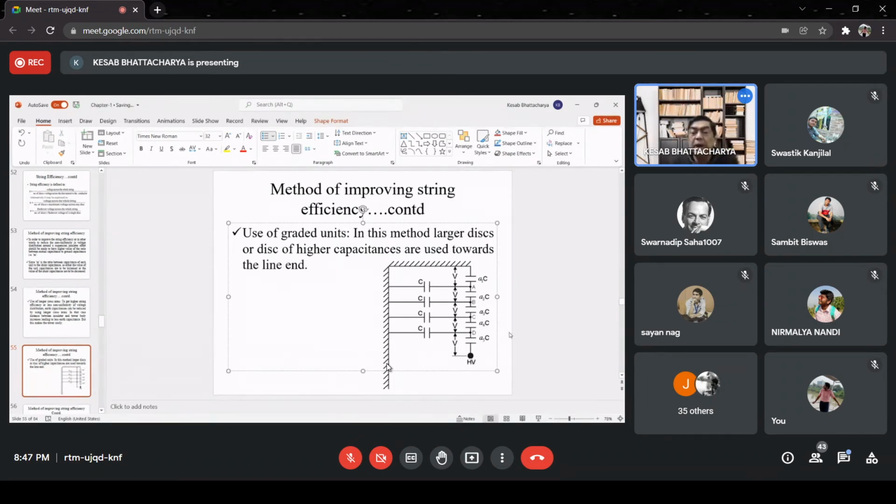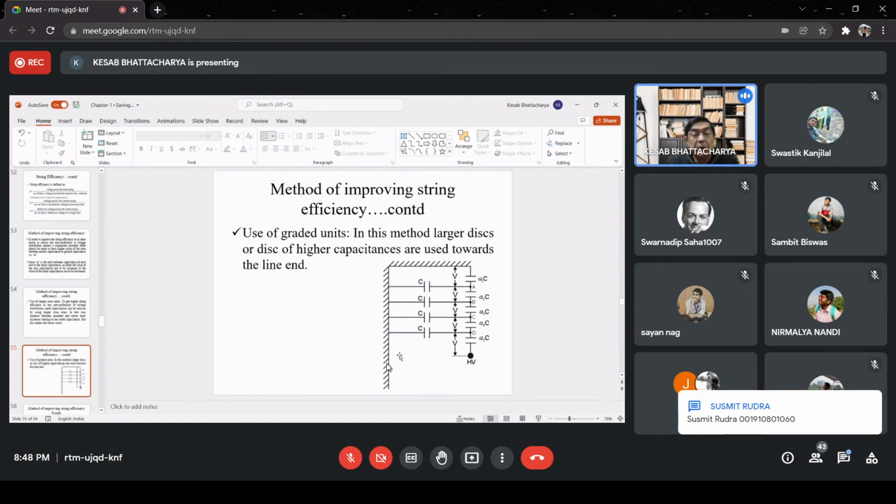Do you understand this point? Or not? You tell me. Yes, sir. Okay. But even this method provides some improvement in voltage distribution.